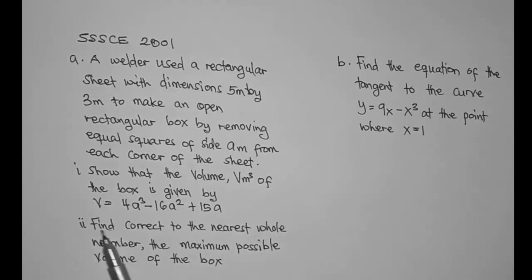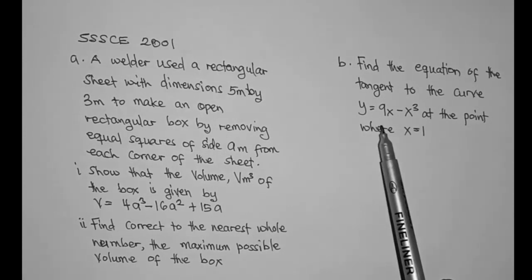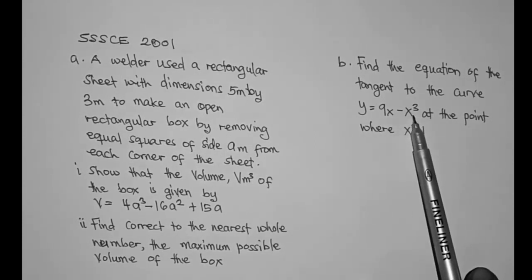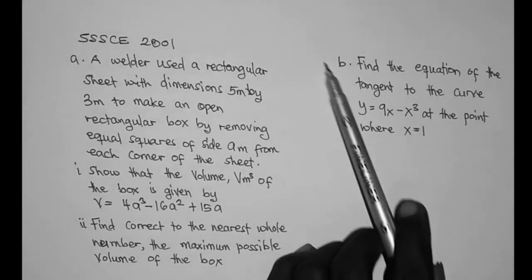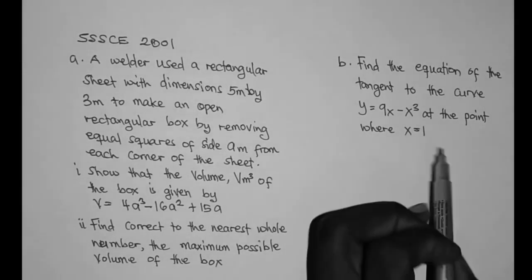And then the second part is find, correct to the nearest whole number, the maximum possible volume of the box. Then the last part, find the equation of the tangent to the curve y equals 9x minus x cubed at the point where x is equal to 1. So this B part is unrelated to the first part of the question. So let's make some sketch.